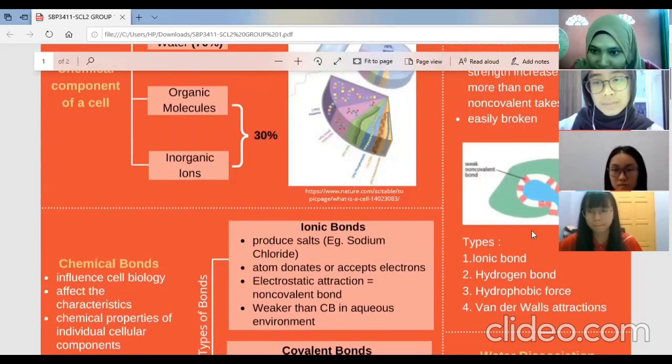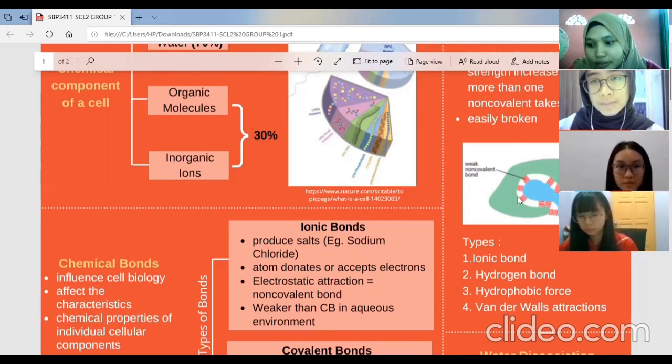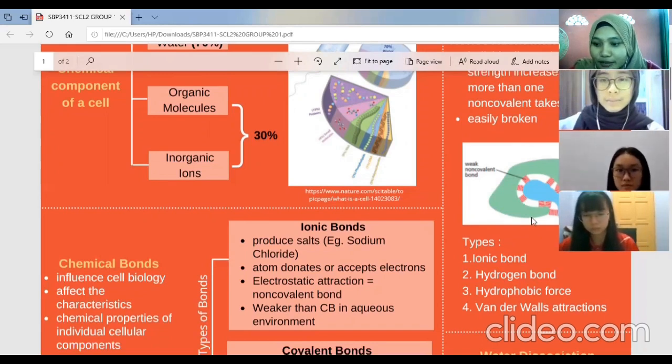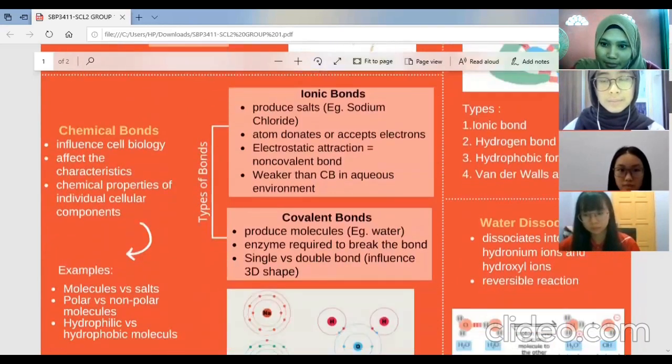So as you can see in the figure here, when two molecules interact, more than one non-covalent attraction can take place, and this will increase the strength of the interaction between these two molecules. These two molecules can detach and come into contact again. In an easy way, it is an on and off process.